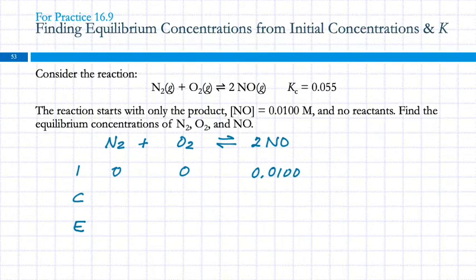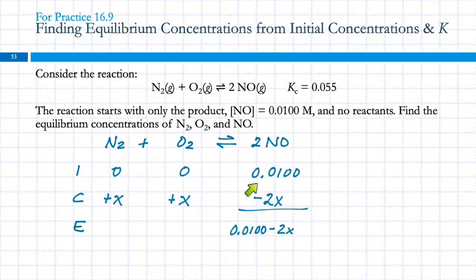So how much is N2 going to increase by? X. And how much is O2 going to increase by? X. And how much is NO going to decrease? Minus 2x. See, that's not so bad. And so now I'm just going to take those two and add them together. So I've got 0.0100 minus 2x.